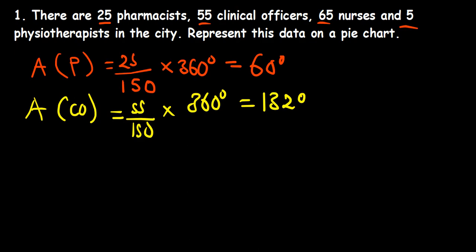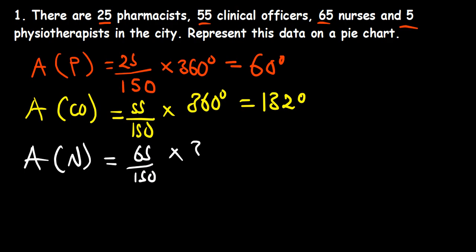What about the nurses? The angle for the nurses, represented by N, is equal to 65 divided by 150 multiplied by 360 degrees. I'm going to get 156 degrees.